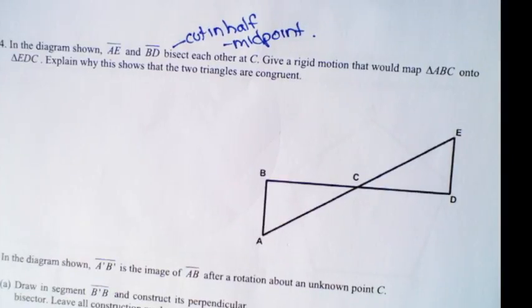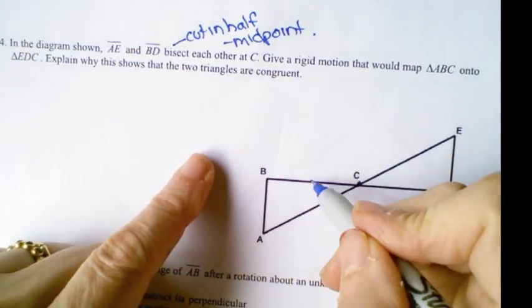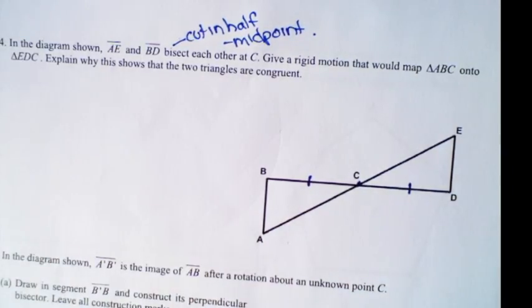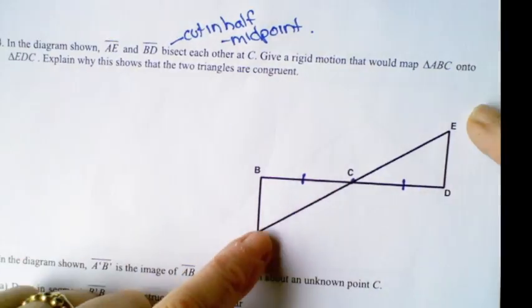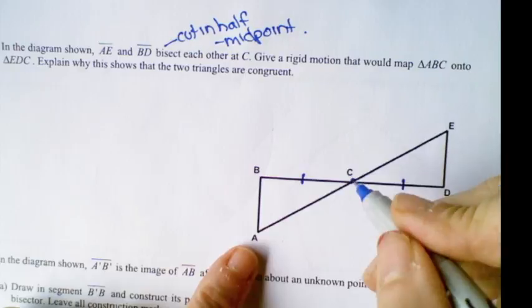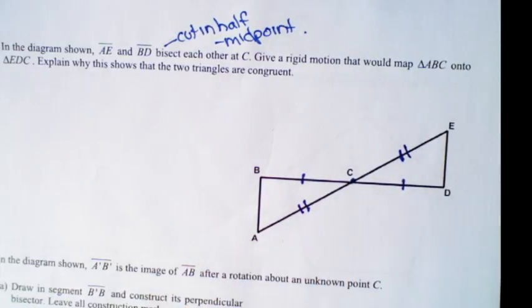So I understand that if this is cutting this one in half, this is the midpoint, and this piece must have the same value as this one in measurement. And conversely, if this one is cutting this one in half, here's your midpoint, and this piece must be the same as this piece.